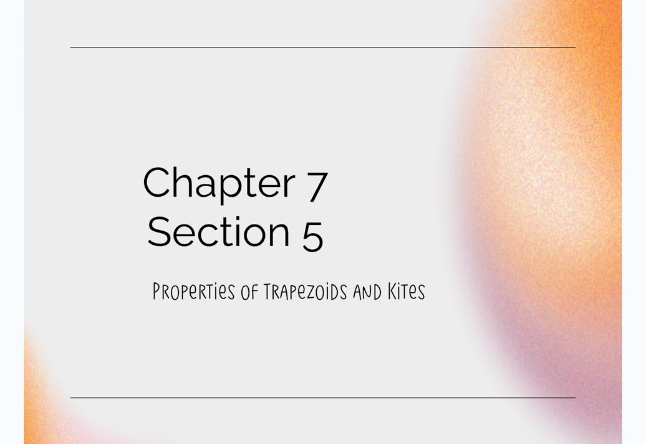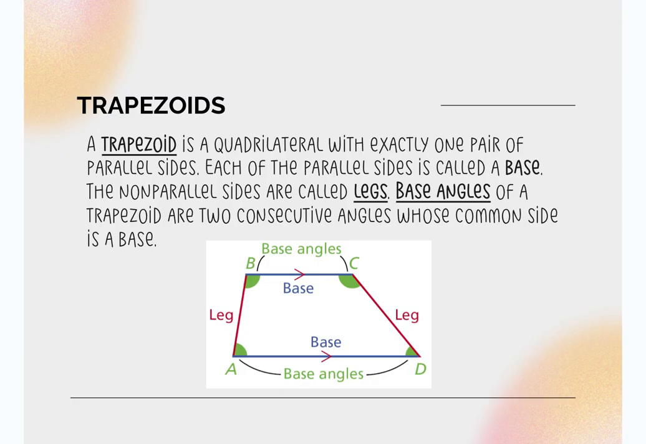All right, chapter 7, section 5 is properties of trapezoids and kites. So 2 new quadrilaterals. What's different about these is they are not parallelograms. So they're quadrilaterals, which means that they have 4 sides, but these are not parallelograms.